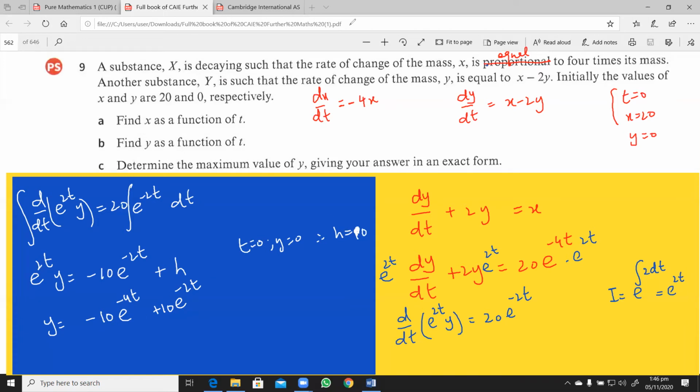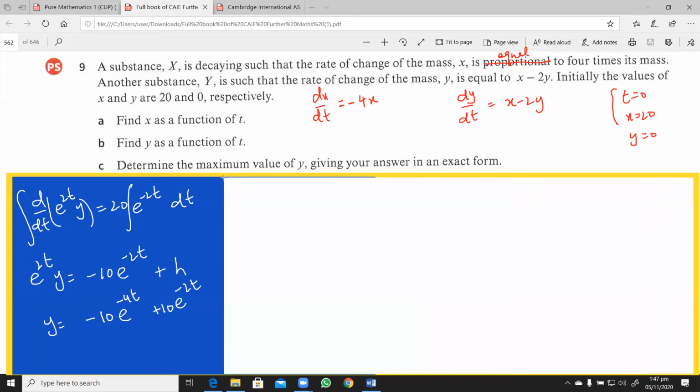Now let's quickly find... he's not saying that we find y when t becomes very large. He's not saying that. It just says determine the maximum. So that is a question on differentiation basically. Okay, so let's use this area now. Can we quickly find dy by dt?